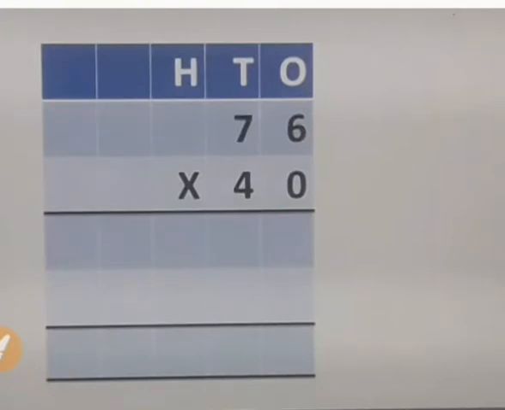So, when we multiply 0 by 6, the answer will be 0 only. Because, children, here we will apply the property of 0, which means when we multiply any number by 0, the answer will be 0 only. So, 0 multiplied by 6 is 0. Now, we will multiply this 0 by 7. So, 0 multiplied by 7 is 0 only.